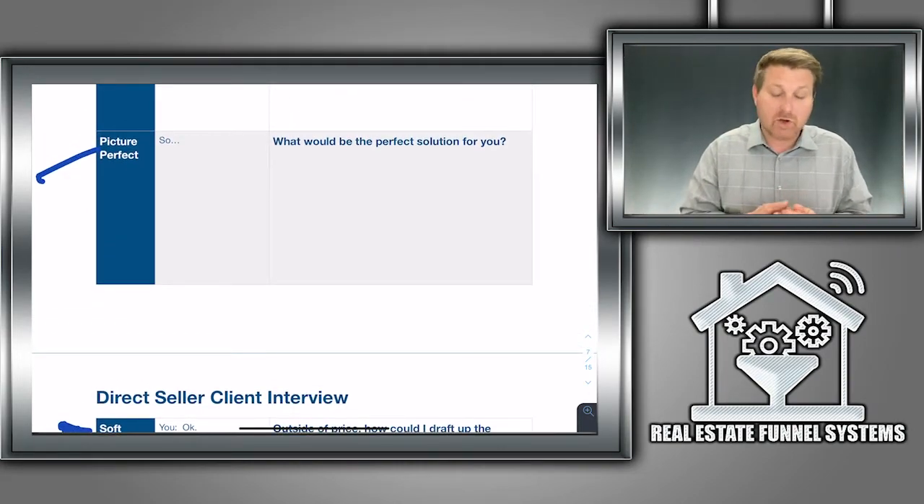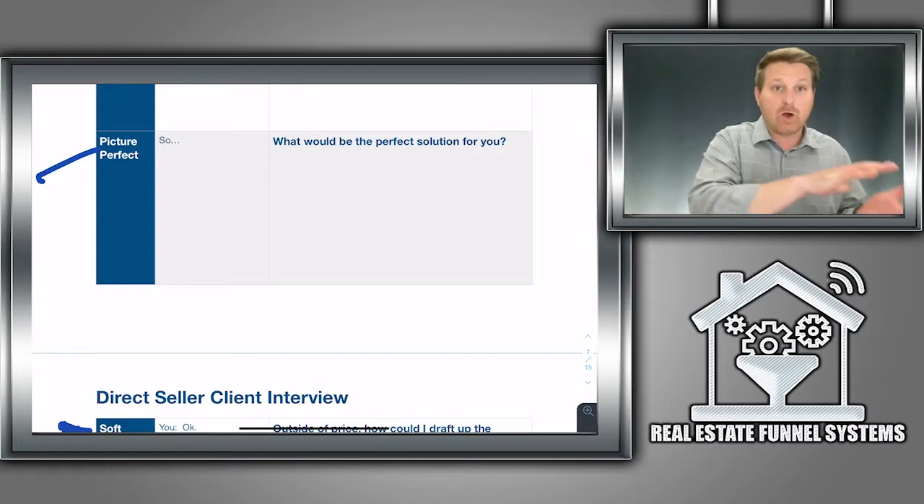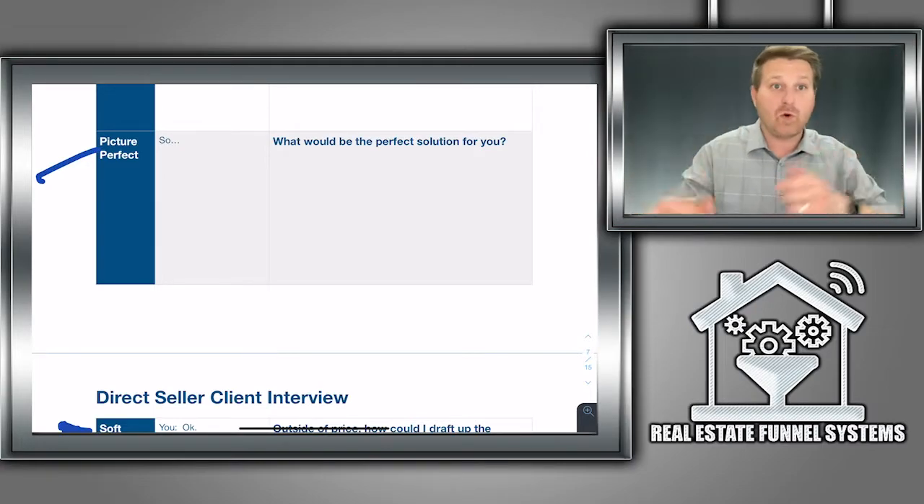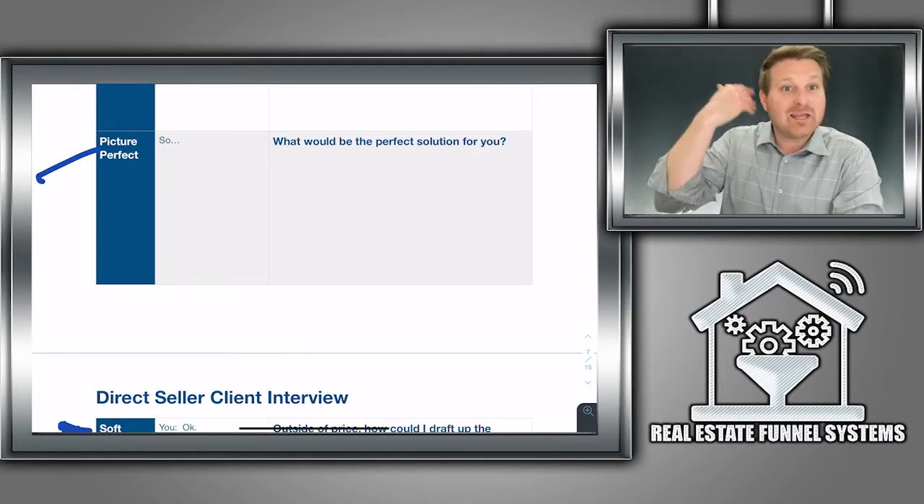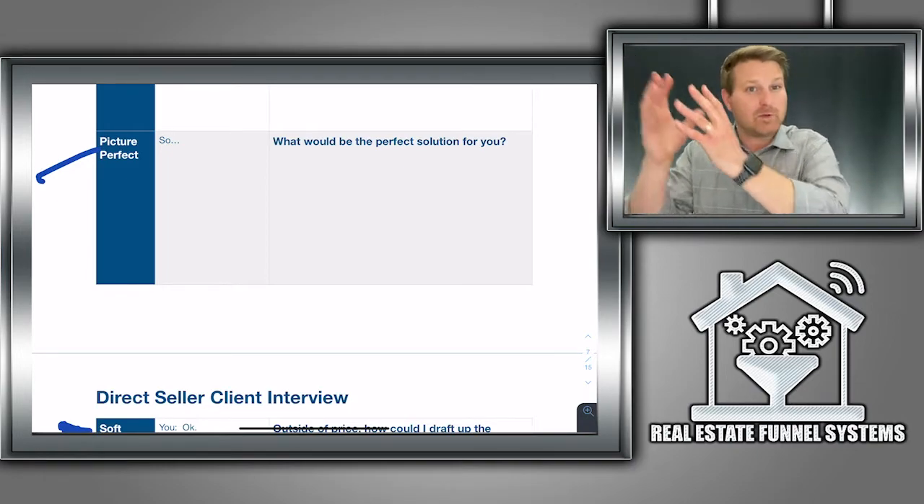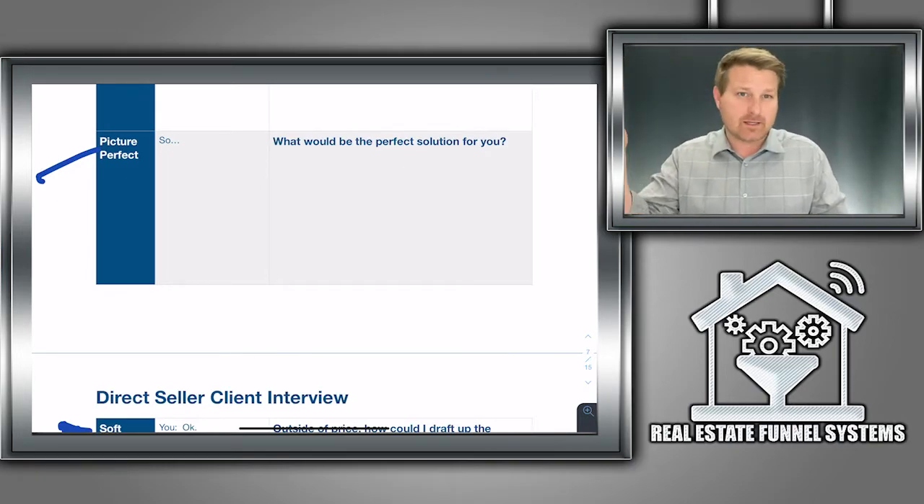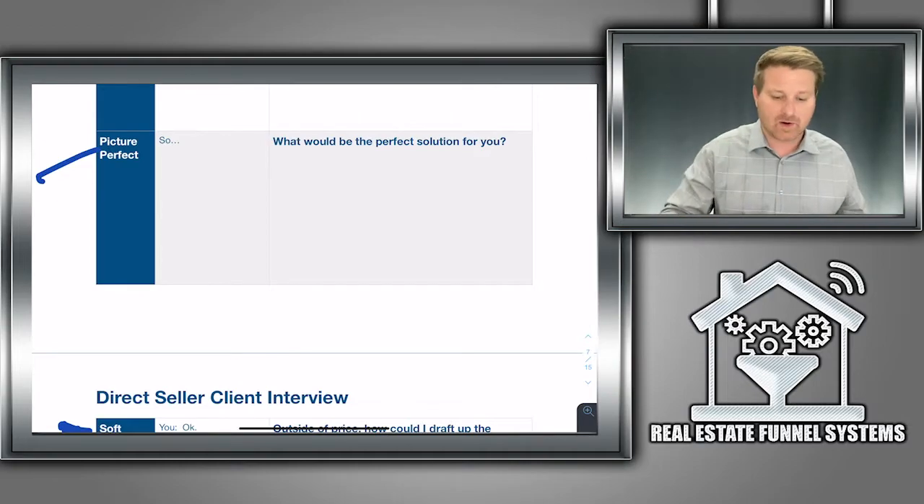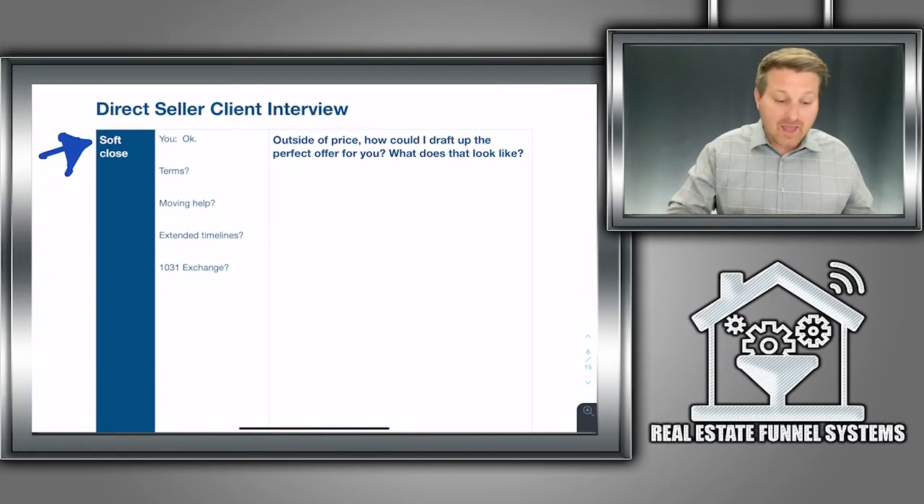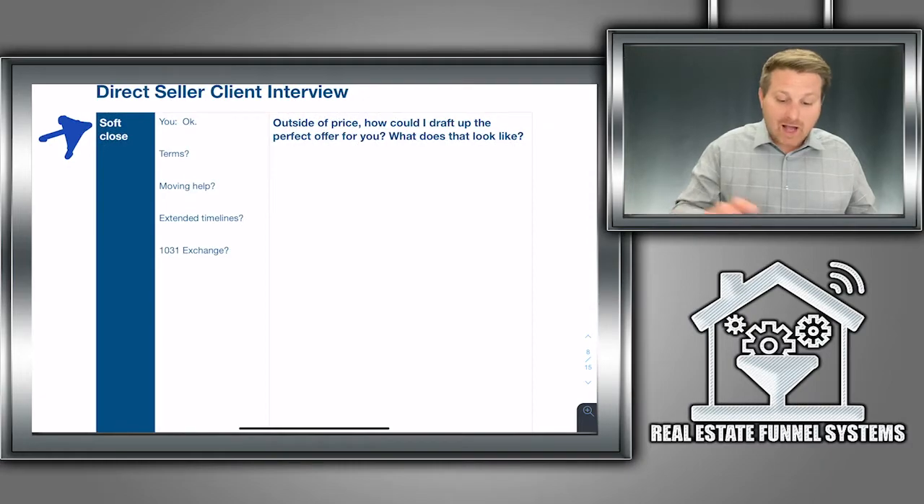Then I would go, so what would be the picture perfect scenario for you? I go problem. Then I go picture perfect. Tell me, what do you want? And then you get them dreaming. Kind of like in that dreaming. Well, what would be ideal is... Okay, and you get them to go in that direction, right? Then after that, so outside of price, how could I draft up the perfect offer for you? What would that offer look like?